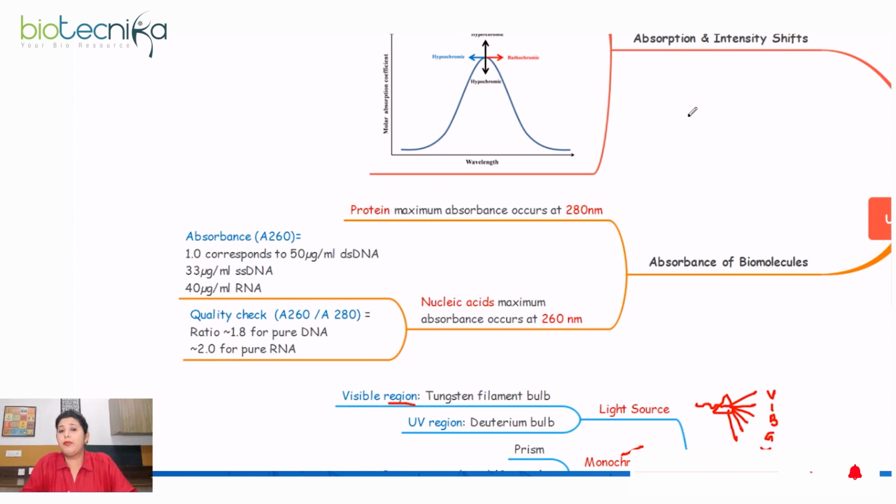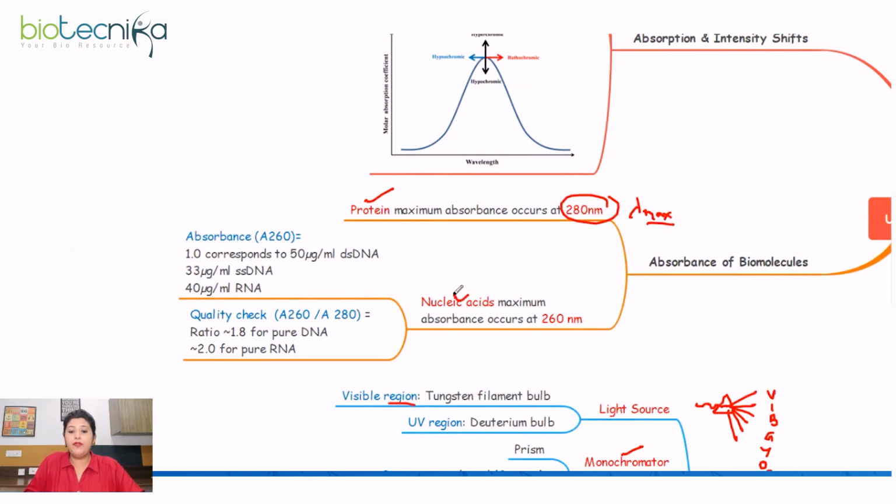So absorbance depends upon nature of electrons. So pi electrons, they absorb the light readily and undergo transitions from one energy state to another. So proteins, although they have a range where they absorb, when you talk about the wavelength at which maximum absorption occurs, that is 280 nm, that is lambda max. That is the wavelength at which maximum absorption occurs. So that is 280 for proteins, and for nucleic acid, that is 260 nm.